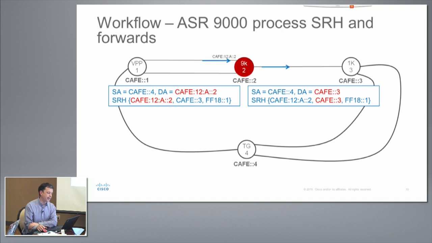What would have happened if the 9K2 was not SR capable? Well, then I don't put him in the segment list. It's just doing IPv6 forwarding. Okay?